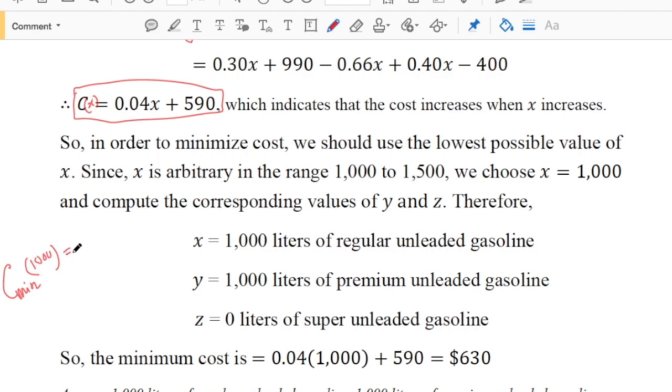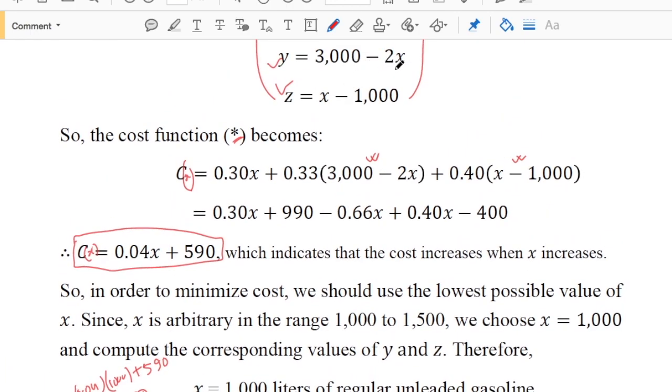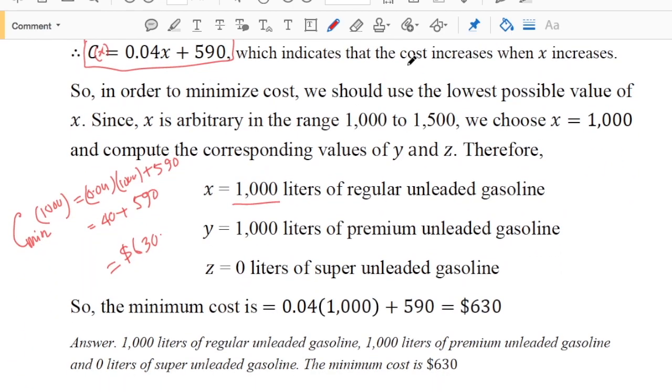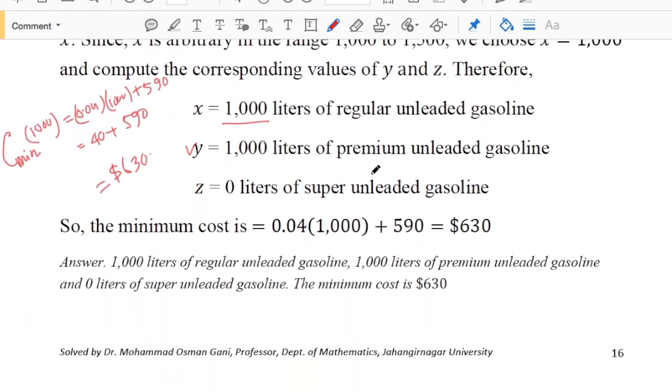For x equal to 1000, that will be 0.04 into 1000 plus 590, which is equal to 440 plus 590, which is equal to $630. So $630 is the minimum cost when x equals 1000, and the corresponding y will be what? 3000 minus 2 into 1000. It means y will be 1000, and z will be 1000 minus 1000, which is 0.